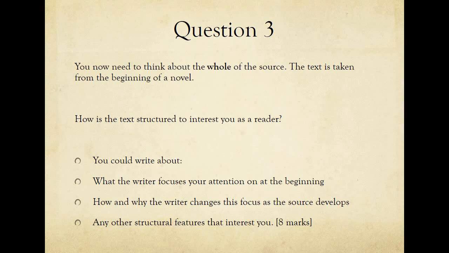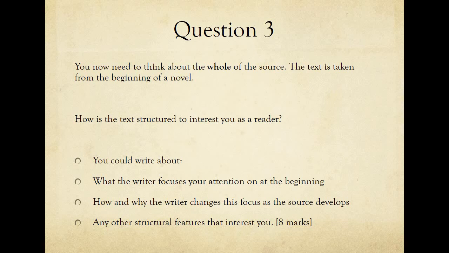Here is your question. Don't panic, we're not ready to answer it just yet, but I want you to be very clear on what the question is. So, you need to think about the whole of the source. Remember, we're looking at the source as a whole, but we're going to break our answer down into 3 paragraphs, focusing on the opening, something, somewhere that shifts in the middle, and the ending. The text is taken from the beginning of a novel. We've already said that. Now the question, how is text structured to interest you as a reader?